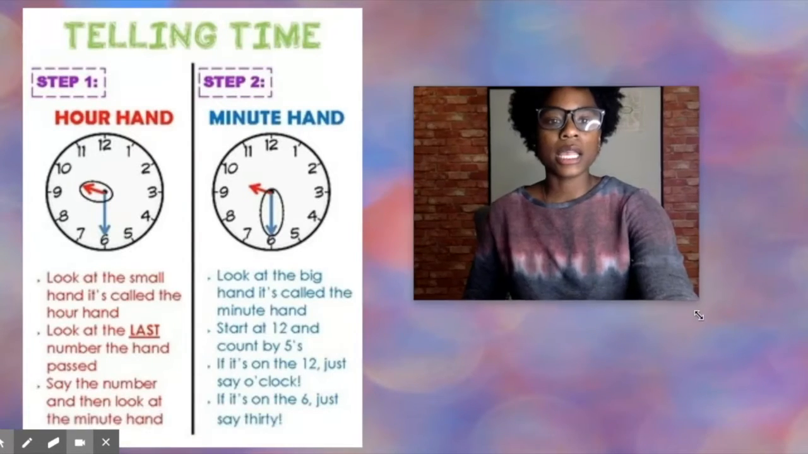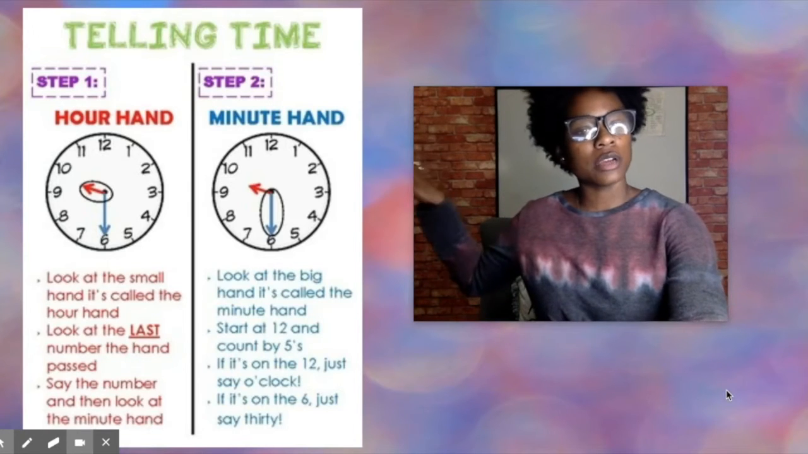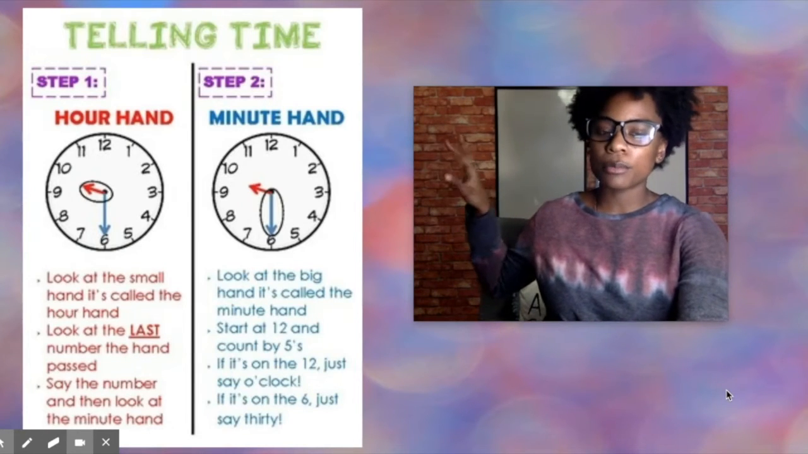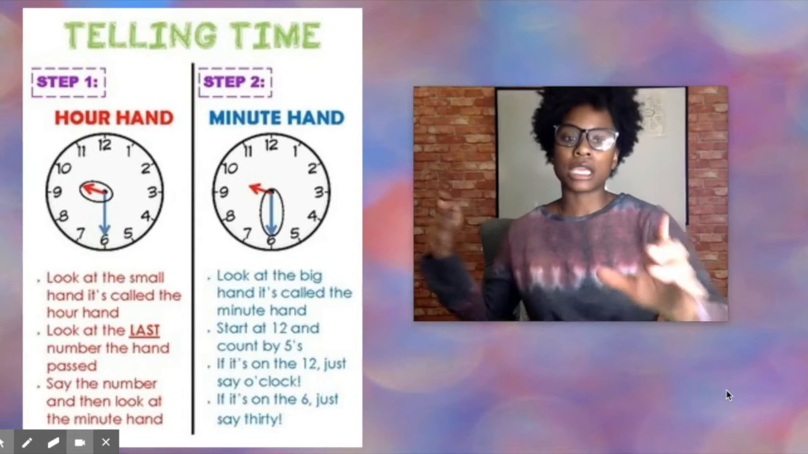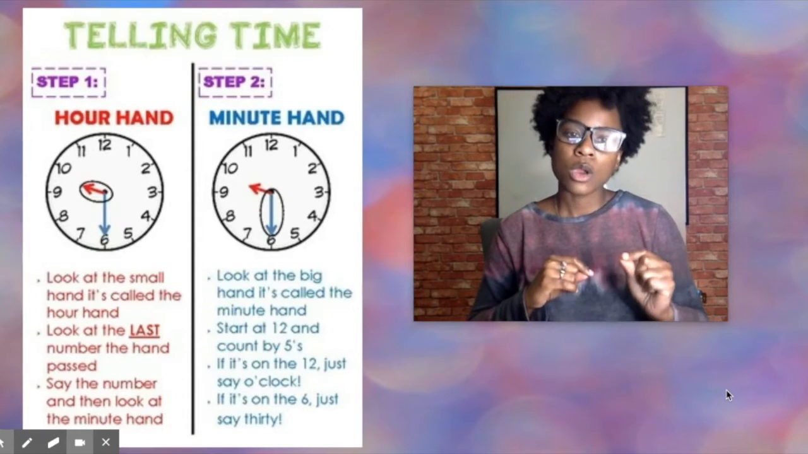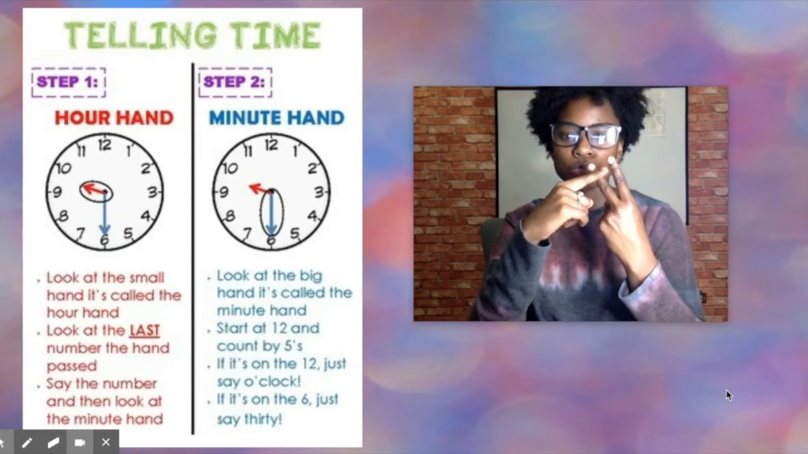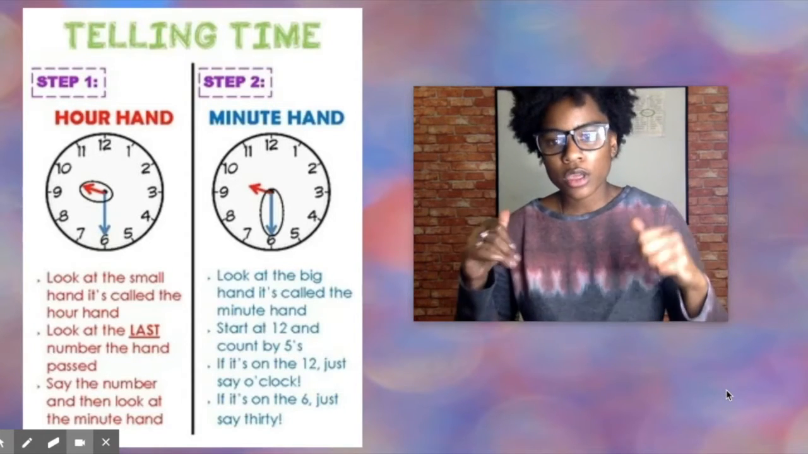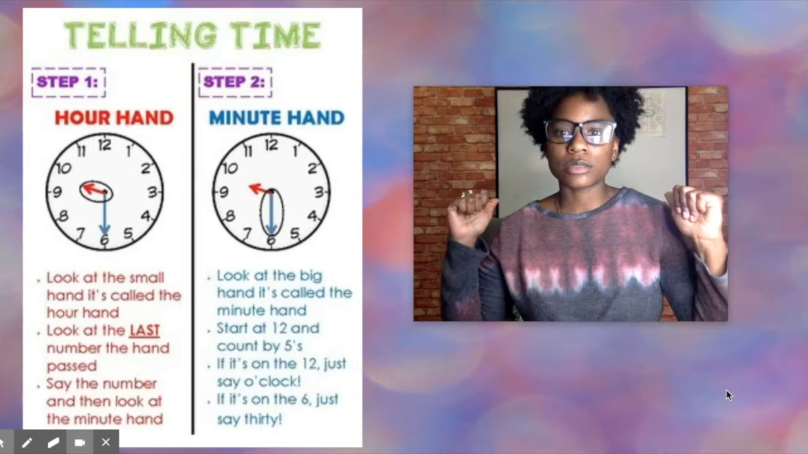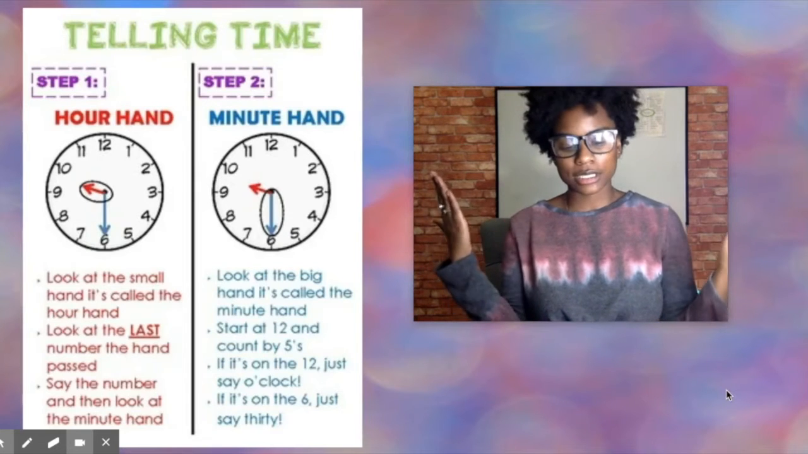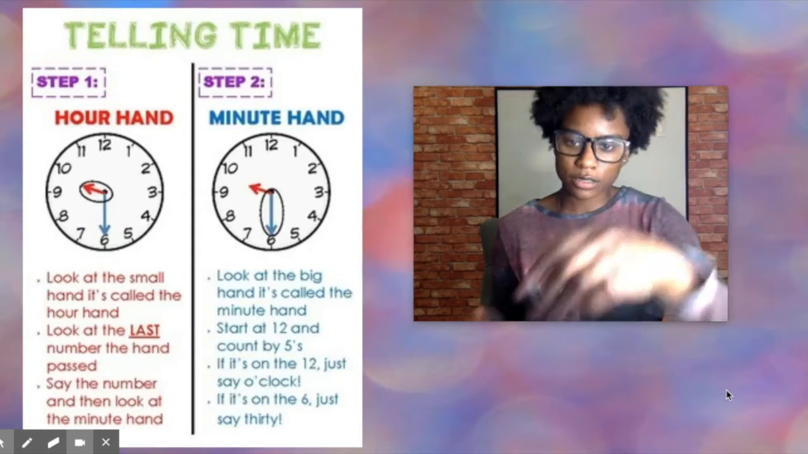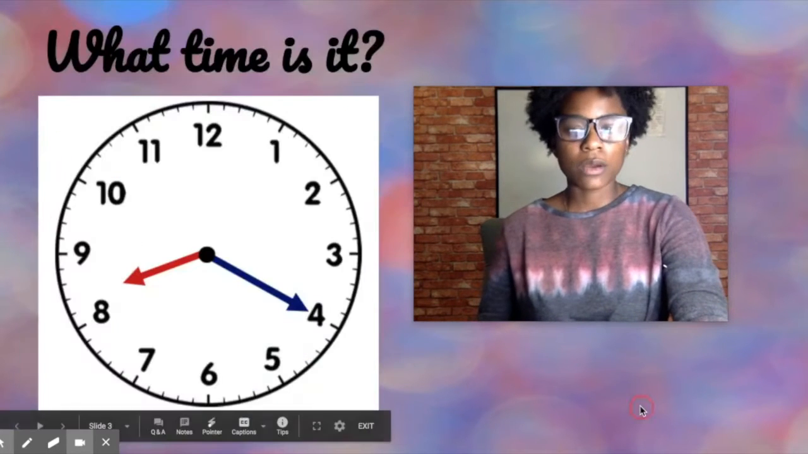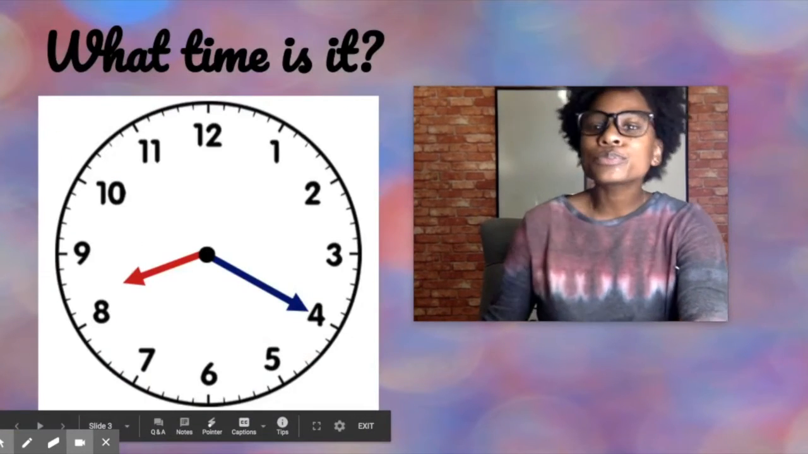Remember, here is how you read a clock. The hour hand is the small hand, and the minute hand is the longer hand, friends. If you are stuck between 2 hours, you always go with the smaller hour. So if the hand is in between 6 and 7, you're going to go with the earlier hour, 6. Now, what time is it?